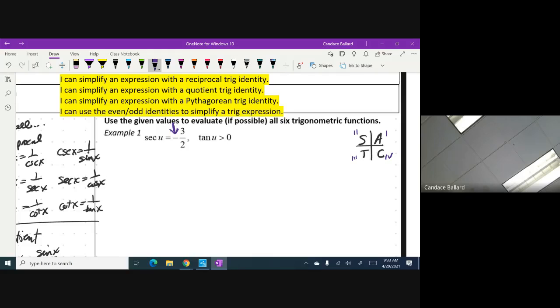Which one is, look at your reciprocal identities. Which one is secant the reciprocal of? Samantha and Javier, can you guys tell me that? What's secant the reciprocal of? You can look up at the yellow sign over here. So what's secant the reciprocal of?